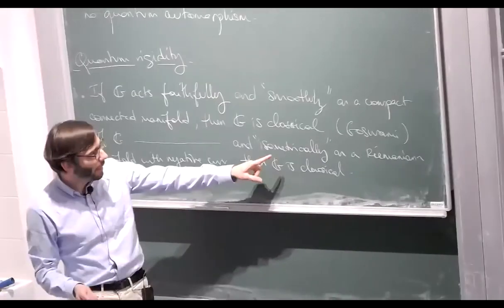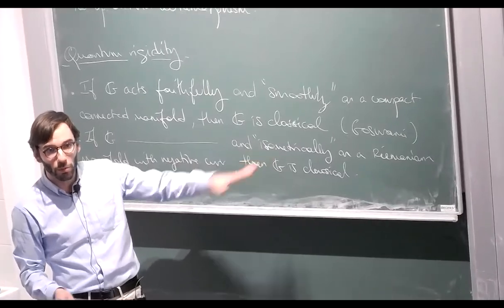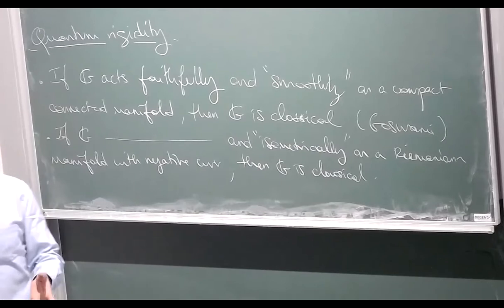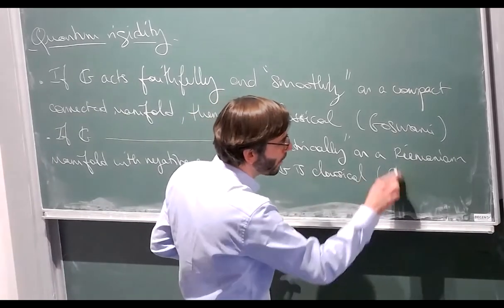So you see, you're not requiring the action to be smooth or whatever. It's really just an action on the underlying metric space, but the metric comes from a Riemannian structure with negative curvature, and then this is classical, and this is a result of curvature.